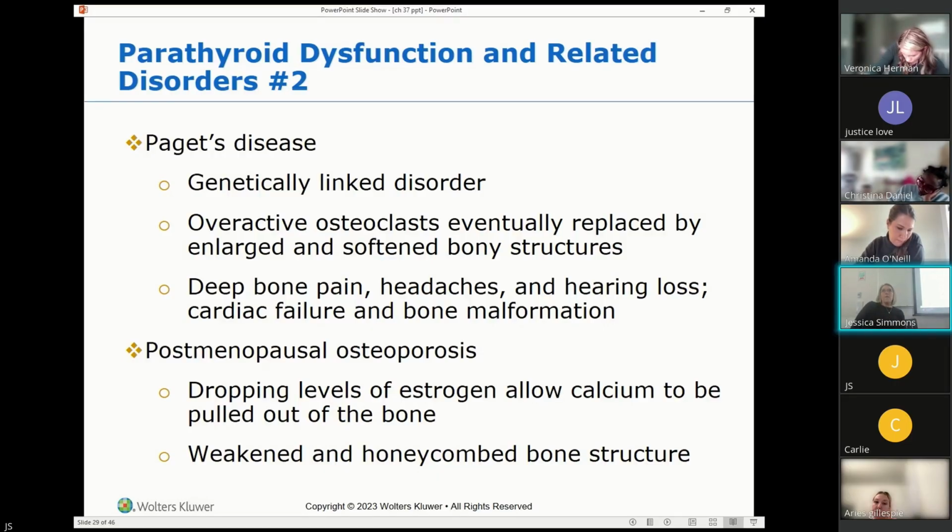You have postmenopausal osteoporosis. Dropping levels of estrogen allow calcium to be pulled out of the bone, weakened and honeycombed bone structure. So usually your bone is very thick and strong, and it only has that spongy matrix inside. With postmenopausal osteoporosis, where it's literally leaching the calcium from your bones, the outside of the bone, where it's supposed to be strong and structured and not have holes, has a honeycombed bone structure.